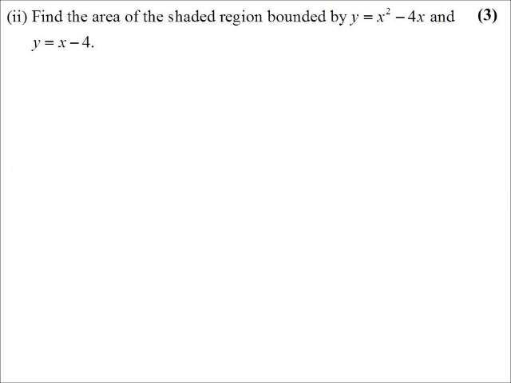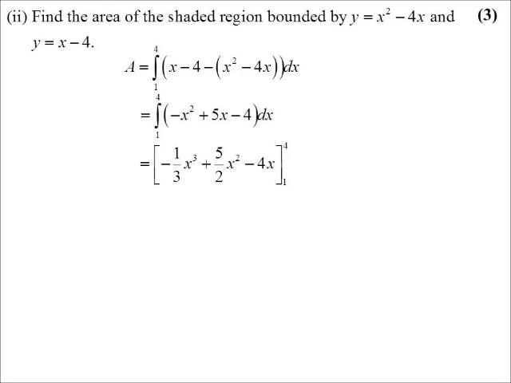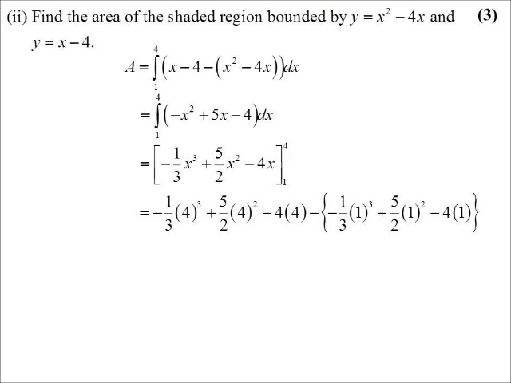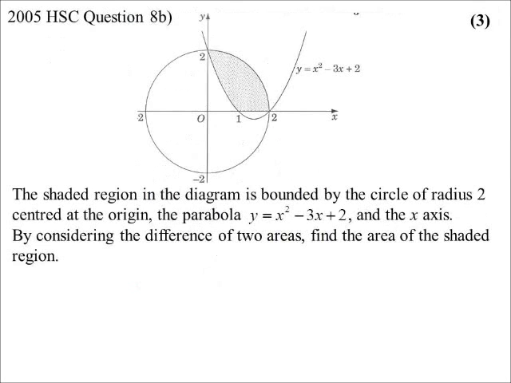Find the area of the shaded region bounded. Okay. So top one minus the bottom one. Line minus the parabola. So I'm integrating -x squared plus 5x minus 4. Add 1 to the power over the new power. Substitute in. And there we go, 9 on 2.